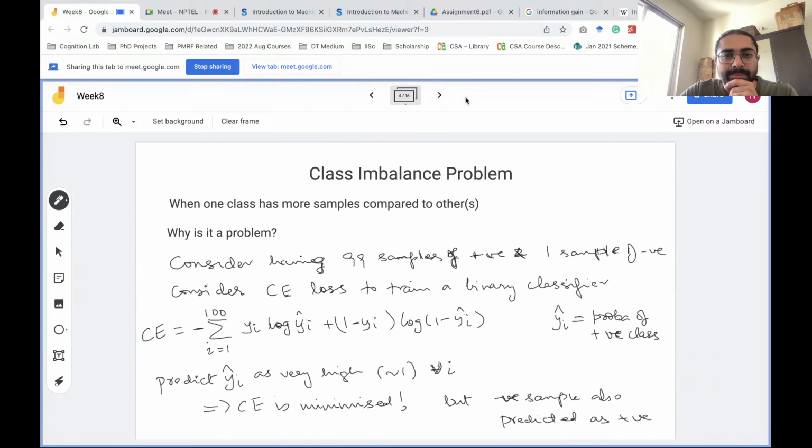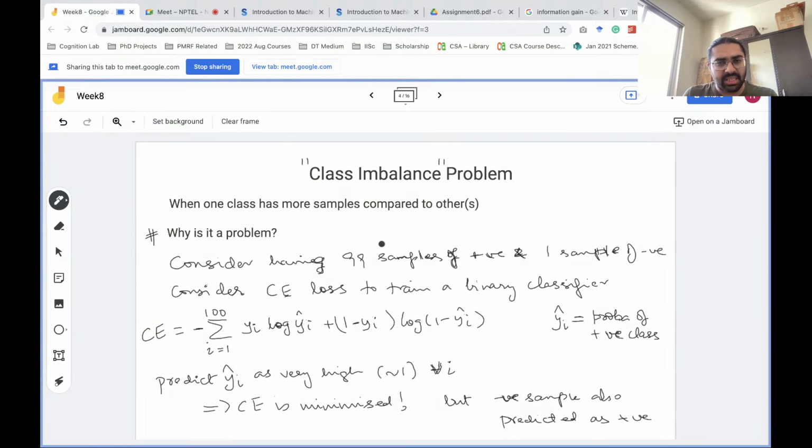So first thing, what is class imbalance in some sense? It is basically the situation when we have samples for one class very high compared to the other. So why is it a problem in the first place? Consider, for example, when you have 99 samples of the positive class and one sample of the negative class.